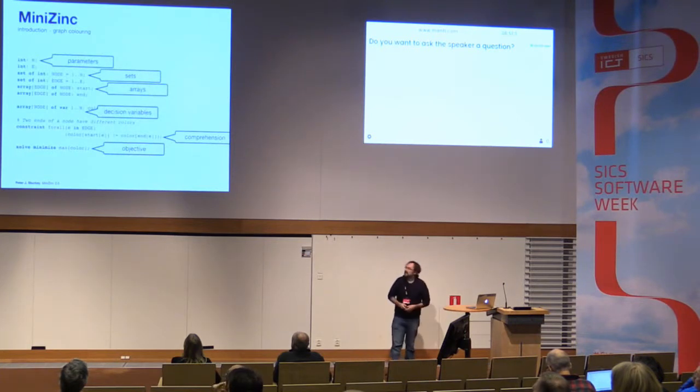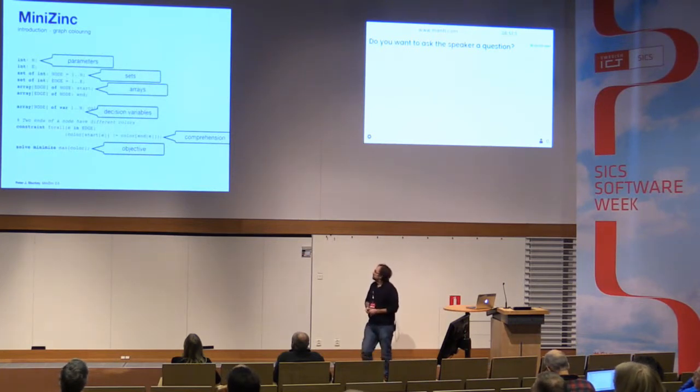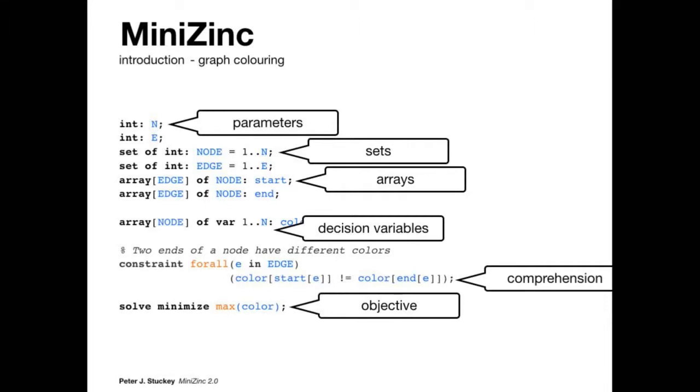So how would I write that in MiniZinc? Well, here's the MiniZinc model. I've got two parameters, the number of nodes and number of edges, describing the data. Most of this is really just data. Then I'm building up some names, the set of nodes, which I call 1 to n, and the edges 1 to e. So these are just sets of numbers. And then for every edge, I'm saying what's the start node and what's the end node. That's really just a description of the graph, nothing else.